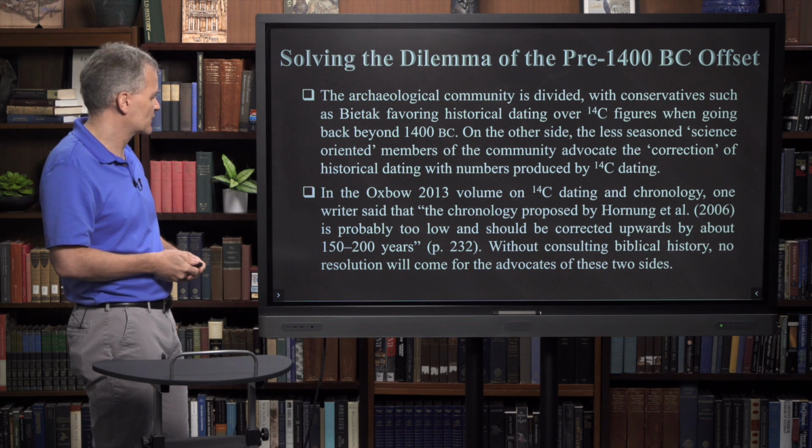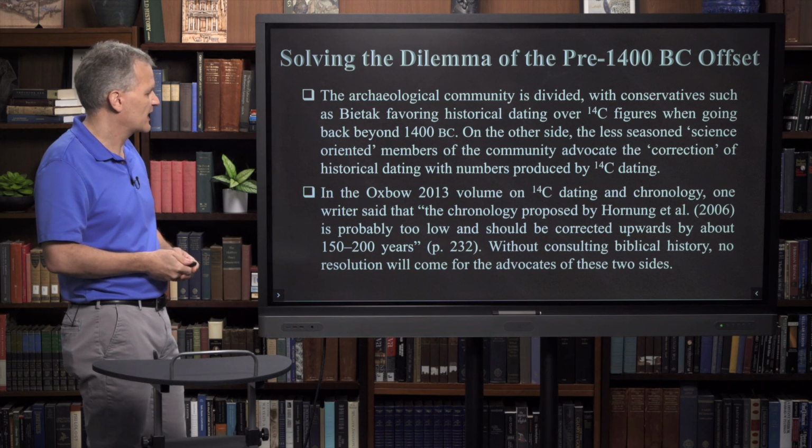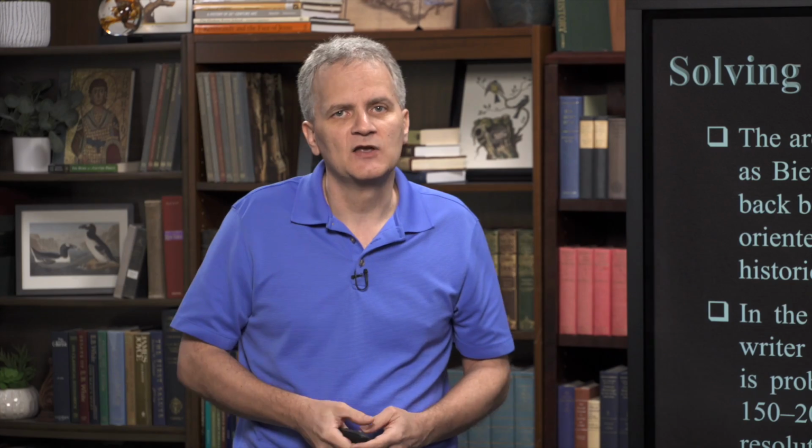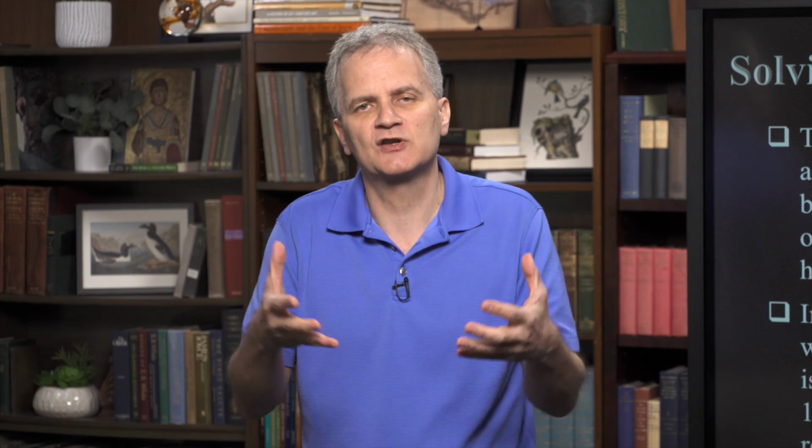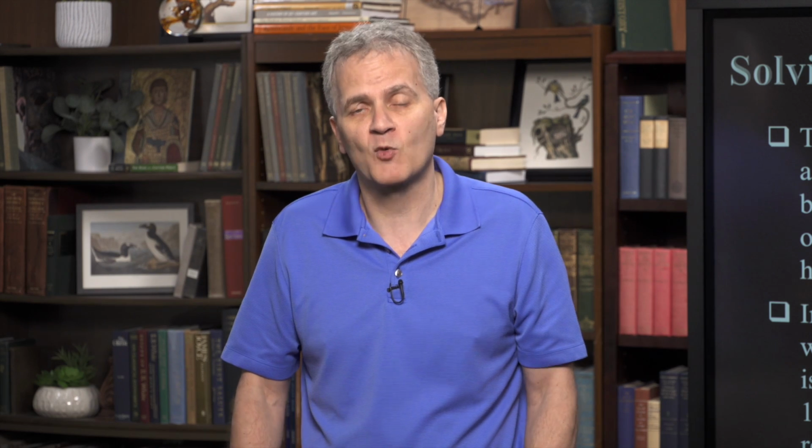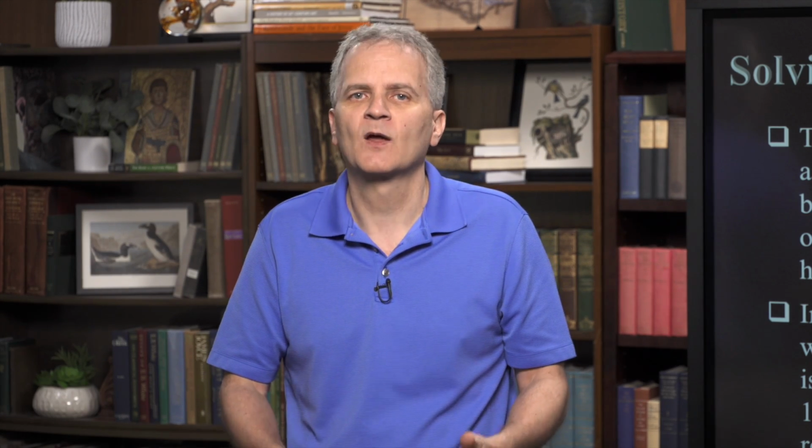Without consulting biblical history, no resolution will come for the advocates of these two sides. So really, we're dependent upon something other than what we find in ancient Near Eastern history to solve the problem of the pre-1400 BC offset in the radiocarbon evidence. The offset is there. You can't erase history. You can't just stretch things out when we know by other means that it doesn't work to use those numbers. So you have to find some answer to the problem. And really, ultimately, I'm convinced, the only answer is found within biblical history.